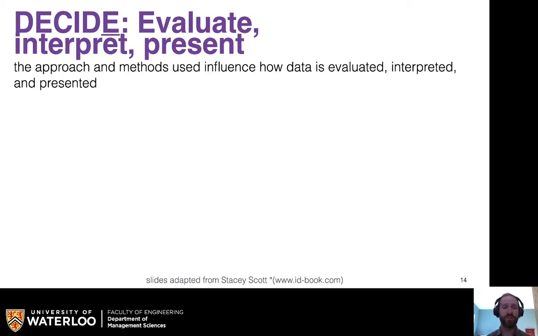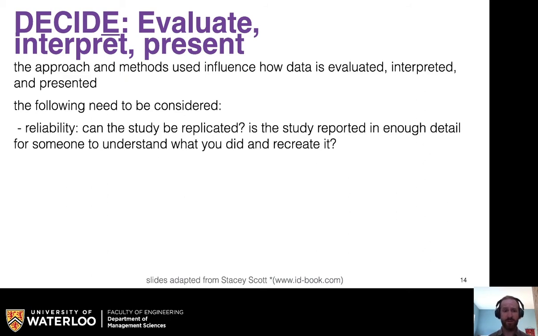Then you evaluate, interpret, and present your findings. The approach and methods used influence how data is evaluated, interpreted, and presented. The following need to be considered. Reliability. Can the study be replicated? Is the study reported in enough detail for someone to understand what you did and recreate it? Validity. Is it measuring what you expected?